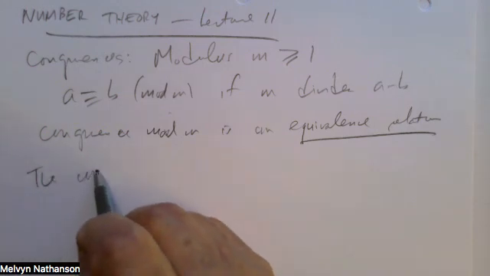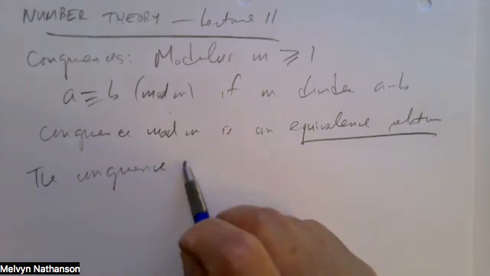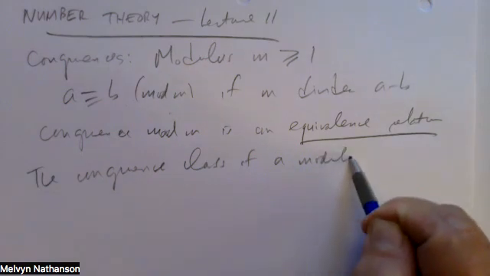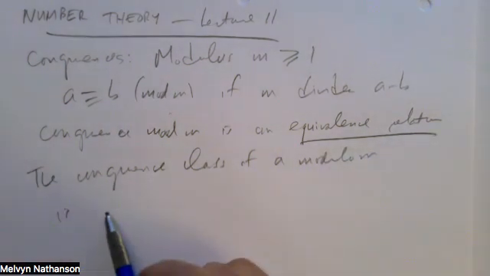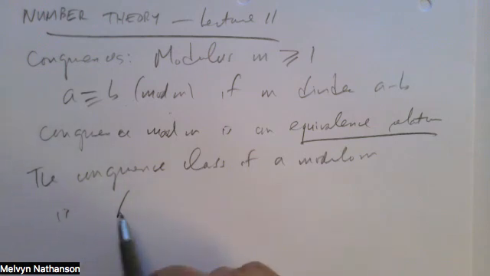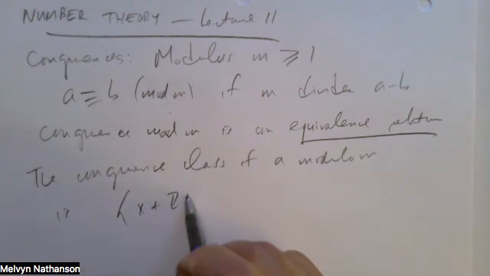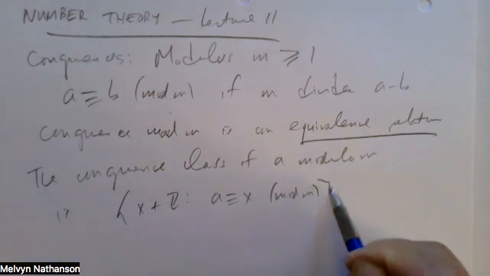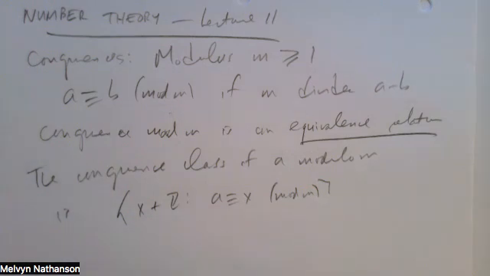So the congruence class of a number A modulo m is the set of all integers x in Z such that A is congruent to x mod m.